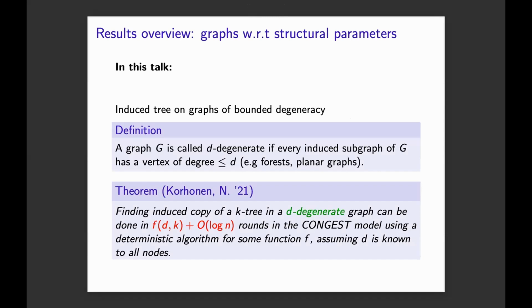So in this talk, we first start by detecting induced k-trees in graphs of bounded degeneracy. Let me recall that a graph G is called d-degenerate if every induced subgraph of G has a vertex of degree at most d. For example, forests are 1-degenerate and planar graphs are 5-degenerate. For graphs of bounded degeneracy, we present a deterministic algorithm for finding an induced tree of k nodes in graph G. The algorithm takes a function of d and k plus log n rounds in the CONGEST model.